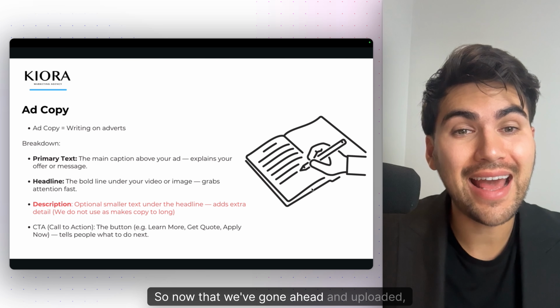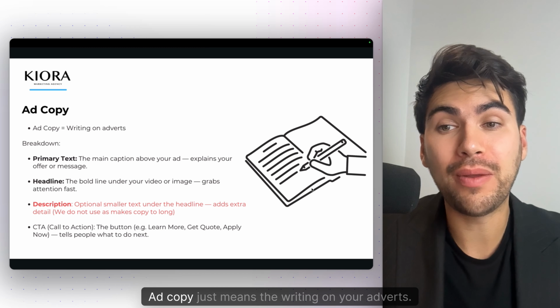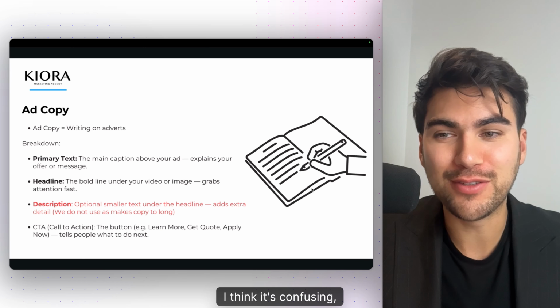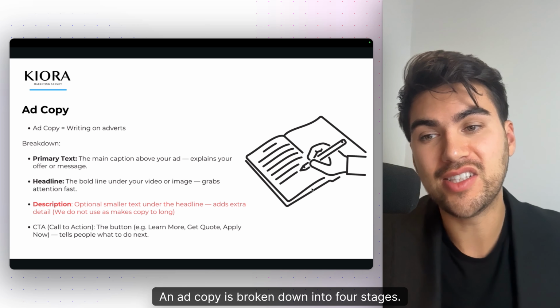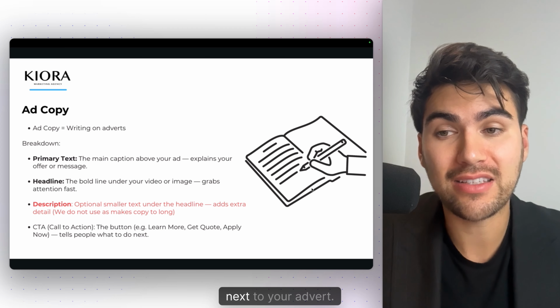So now that we've gone ahead and uploaded our video, it's time to talk about the ad copy. The word ad copy just means the writing on your adverts. I don't know why it's called that. I think it's confusing, but that's the definition. And ad copy is broken down into 4 stages. The first stage is the primary text. This is the main bulk of text, which is going to be next to your advert.